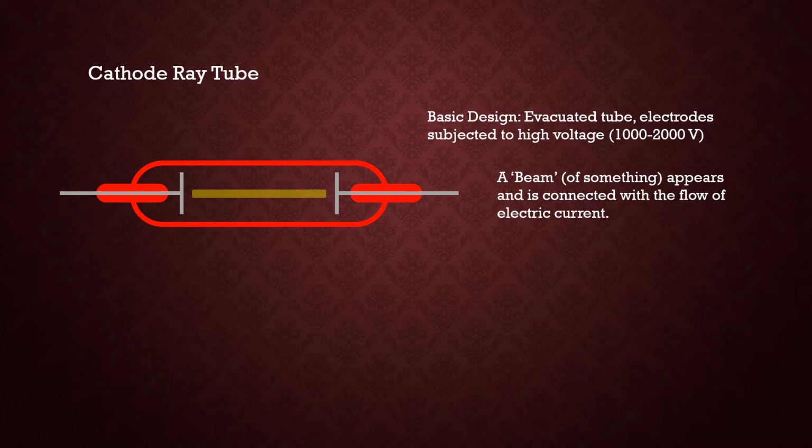The beam consists of something that's passing between the electrodes. There's current flowing, so they're clearly charged particles of some sort. The question is, what are they? And we're going to describe some early experiments that worked out the nature of the particles, or the things in the beam.